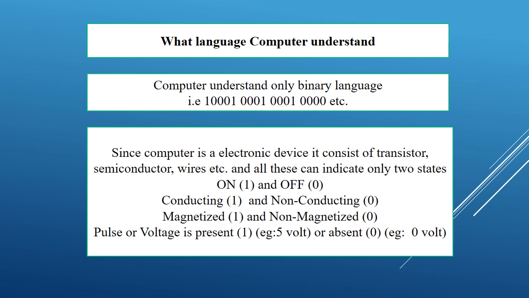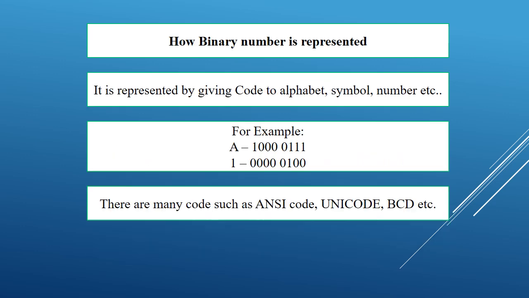It is very important. This binary language is called machine language, because it is understood by the computer. How is a binary number represented in the computer? A binary number is represented by giving a code to an alphabet, symbol or number. For example, I can represent the letter A as 10000111.